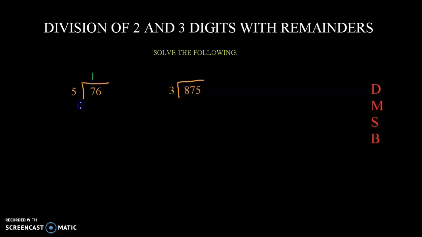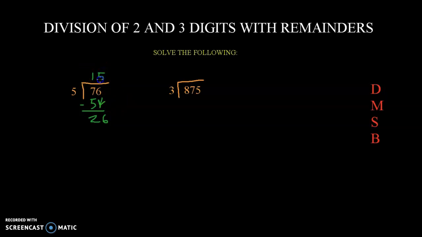And 5 times 1 is 5. Minus that, we get 2. Does 5 go into 2? No. Okay, so we bring down the 6, right? Yeah. Okay, so does 5 go into 26? Yes. How many times? What do you think? 5 times?